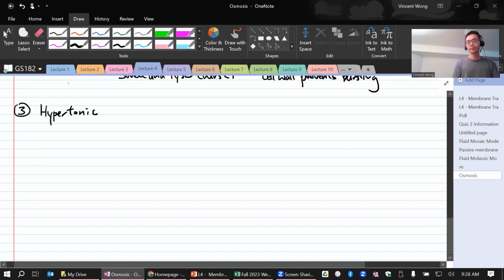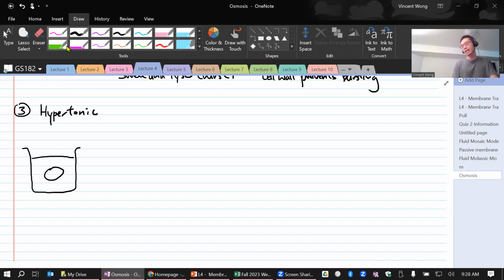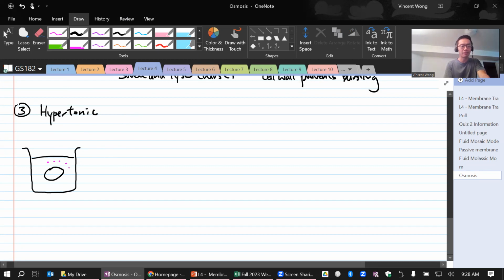Hypertonic. Okay, hypertonic. We have a solution. And you can probably guess what happens now, right? It's the opposite. We have a high concentration on the outside and then low concentration on the inside. You can practically finish the note yourself, right? In this case, the concentration outside is greater than the concentration in the cytoplasm.